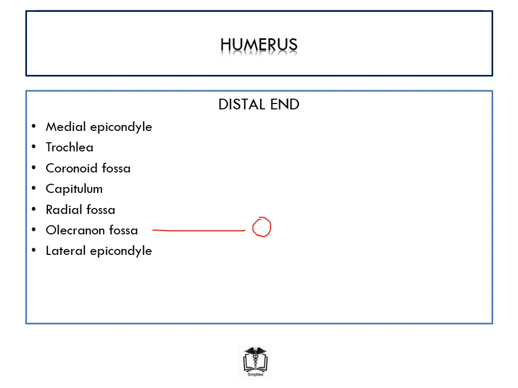If they ask you what's the structure related to the radial fossa, that's the radial tuberosity. If they ask about what is related to the coronoid fossa, that's the coronoid tubercle or coronoid process. So these are the structures related to each of them. The last aspect of the distal end of the humerus is the lateral epicondyle.